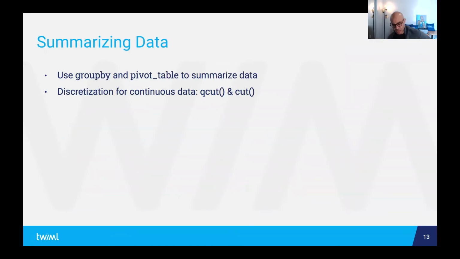So in terms of summarizing data, the course spends some time talking about the use of group by and pivot table to summarize data. And these are both used and required to get through the project. And there is some discussion as well of approaches for discretizing continuous data using qcut and cut.